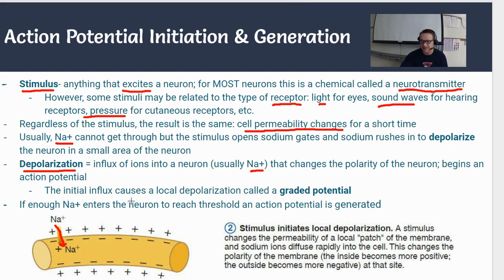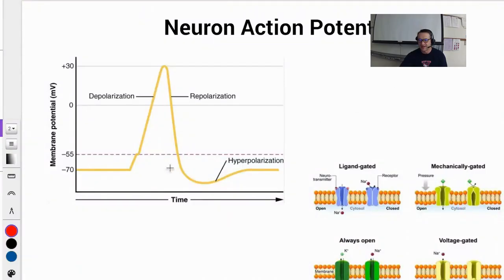Now, the initial influx is called a graded potential. So this is not an action potential. This is where the neuron is starting to get stimulated, but it hasn't been stimulated enough to generate an action potential. So I can go back over here. Right here, resting membrane potential. Some neurotransmitters from a presynaptic neuron start to strike the dendrites of the postsynaptic neuron. It starts allowing sodium in. This is a graded potential right here. It's not an action potential yet because it hasn't reached the -55 millivolts. So if that neuron doesn't get stimulated enough, it's going to go right back down to the resting membrane potential.